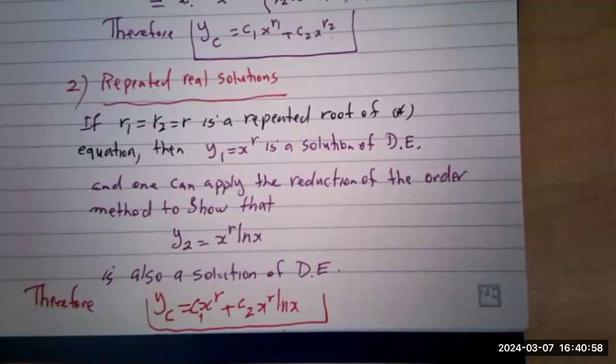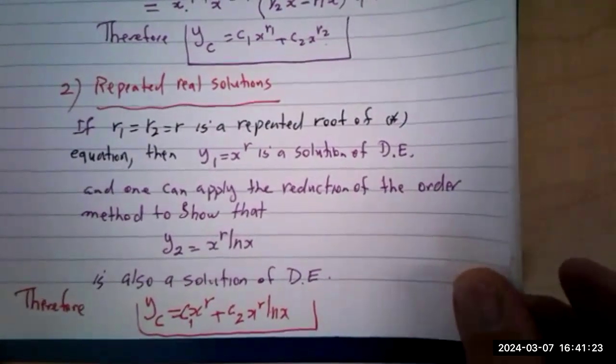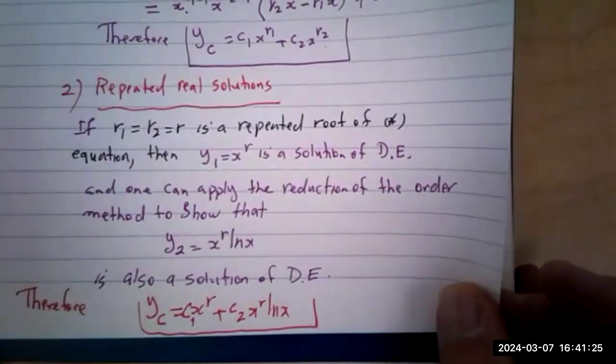If I have y1 and we want to find y2, remember y2 would be, by the reduction of order method, y2 equals v times y1, and v would be the integral of 1 over y1 squared times e to the negative integral of p. If you do it, you get that. We believe it. That's going to be the case, so this is the second type.